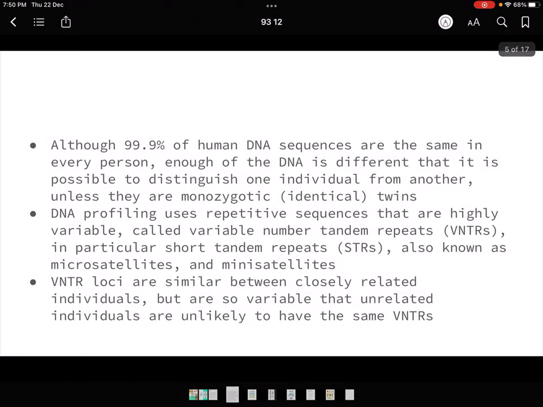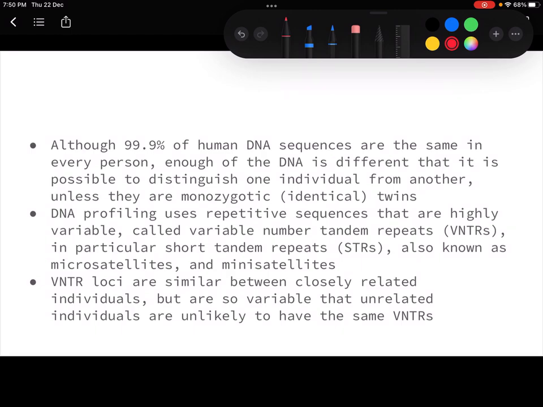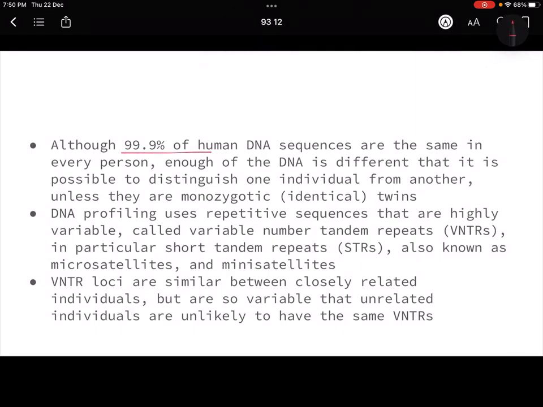ठीक है? So we have talked about that although 99.9% of human DNA are the same in every person, but there is 0.1% that makes us different unless we are monozygotic or identical twins, जिनके केस में DNA is the similar. So DNA profiling, now how to do it? Because अभी हमको समझ आ गया, it has a lot of advantage.